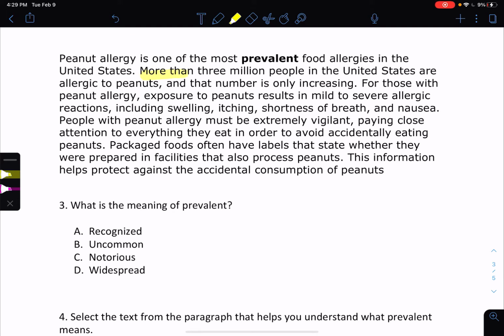More than 3 million people in the United States are allergic to peanuts, and the number is only increasing. So this shows me that it's prevalent. 3 million is a lot of people, and it's only increasing. I don't even have to continue reading this text in order to know what this is, but let's continue.